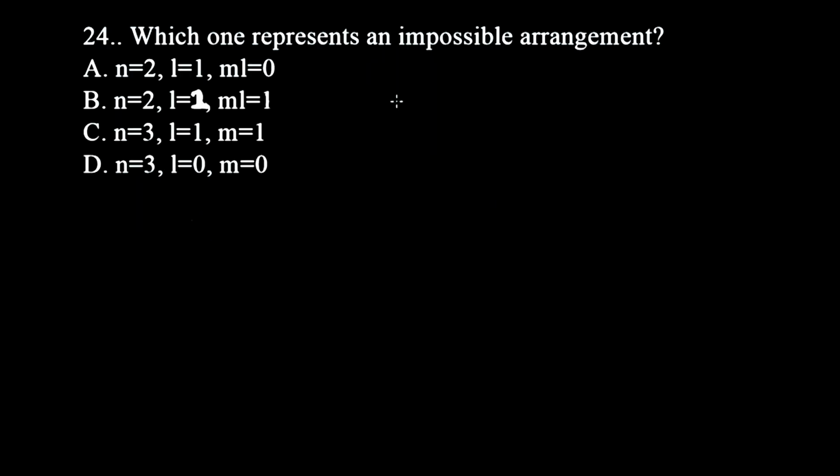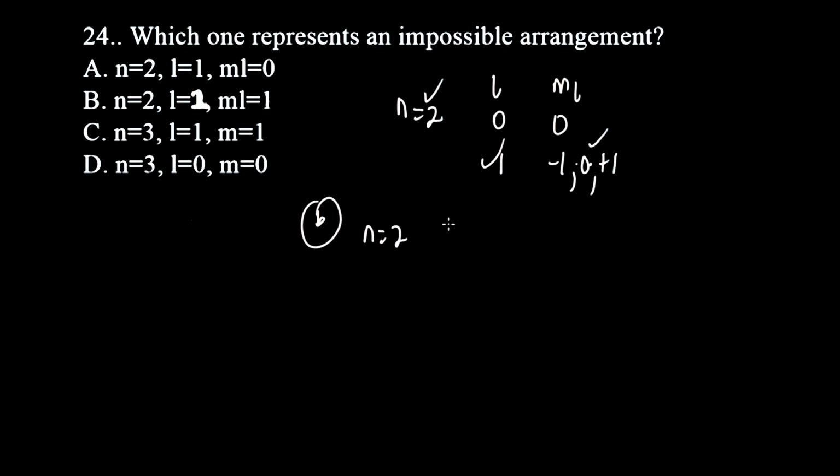Alright, so let's look at this question. Which one represents an impossible arrangement? So n equals 2, therefore L will be 0, 1, ml will be 0, -1 to +1, right? So this is actually right, because this is -1, 0, +1. So for option B, we have that n equals 2, L equals 0, 1. We're not going to 2, so we cannot have 2 here. So definitely this is out already.